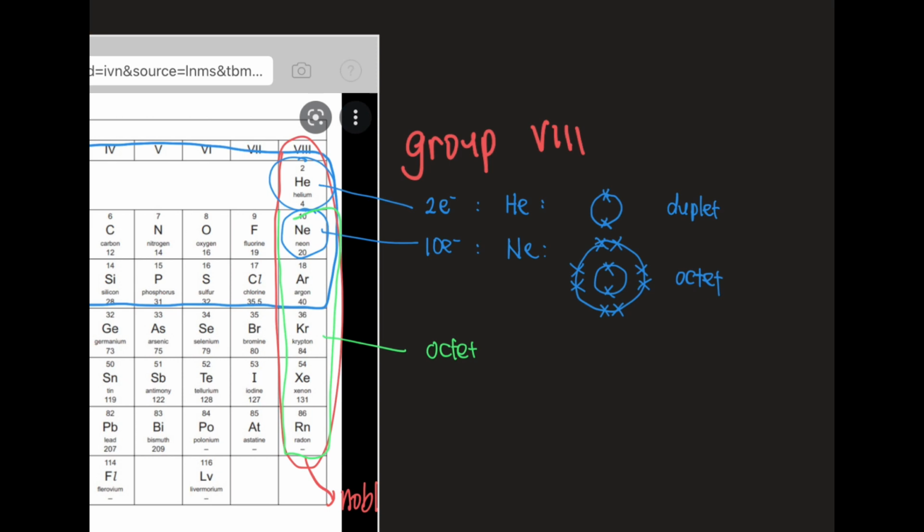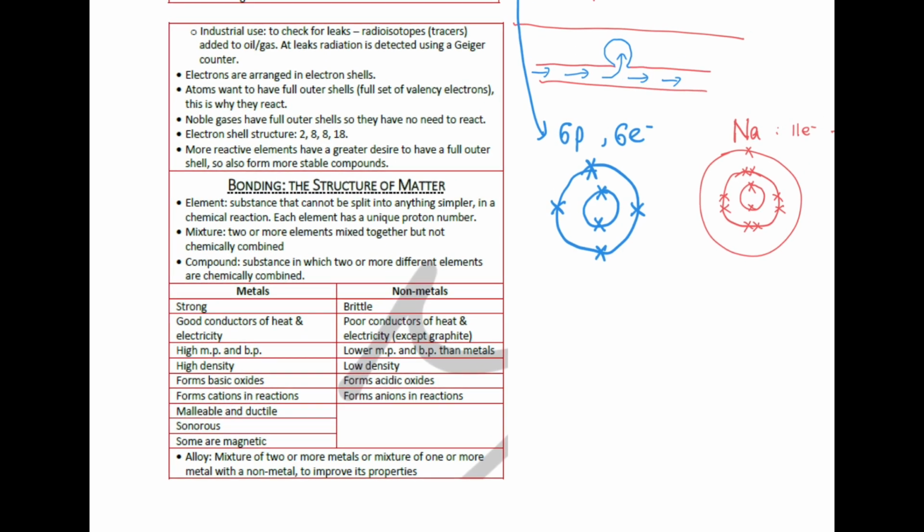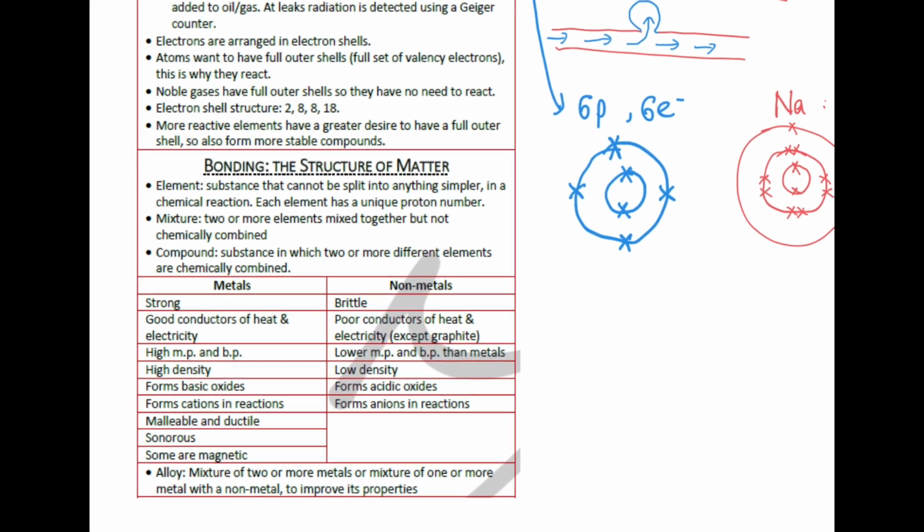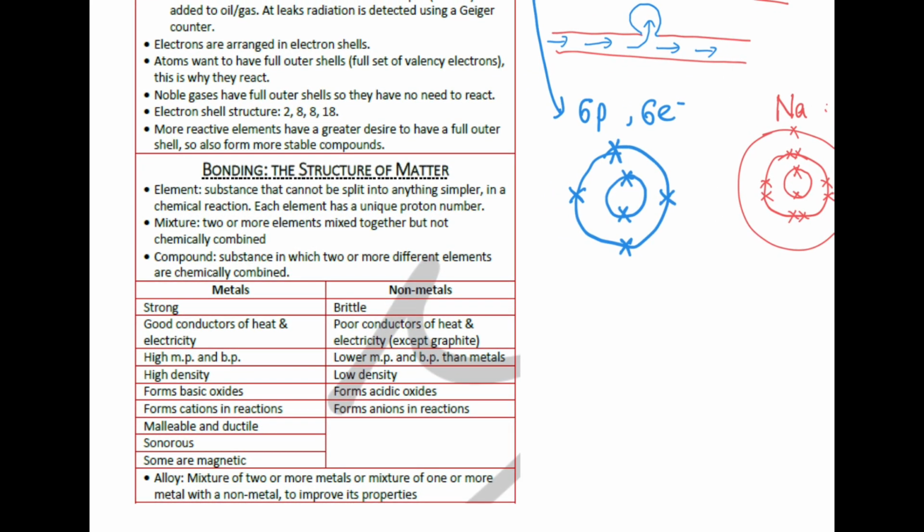Now let's see the next one. Electron shell structures. The first shell takes 2 maximum. The second shell takes 8 maximum. The third shell takes 8 electrons maximum. And the fourth shell takes 18. More reactive elements have a greater desire to have a full outer shell.